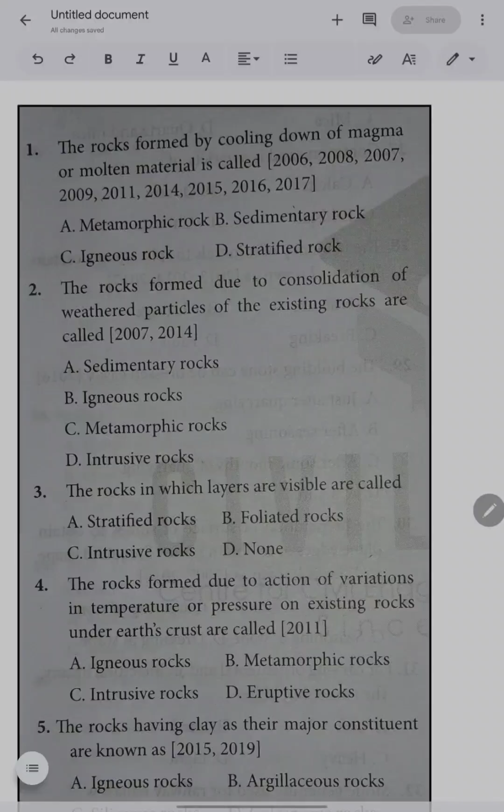Today we are cracking some previous year questions for building materials focusing entirely on stones.